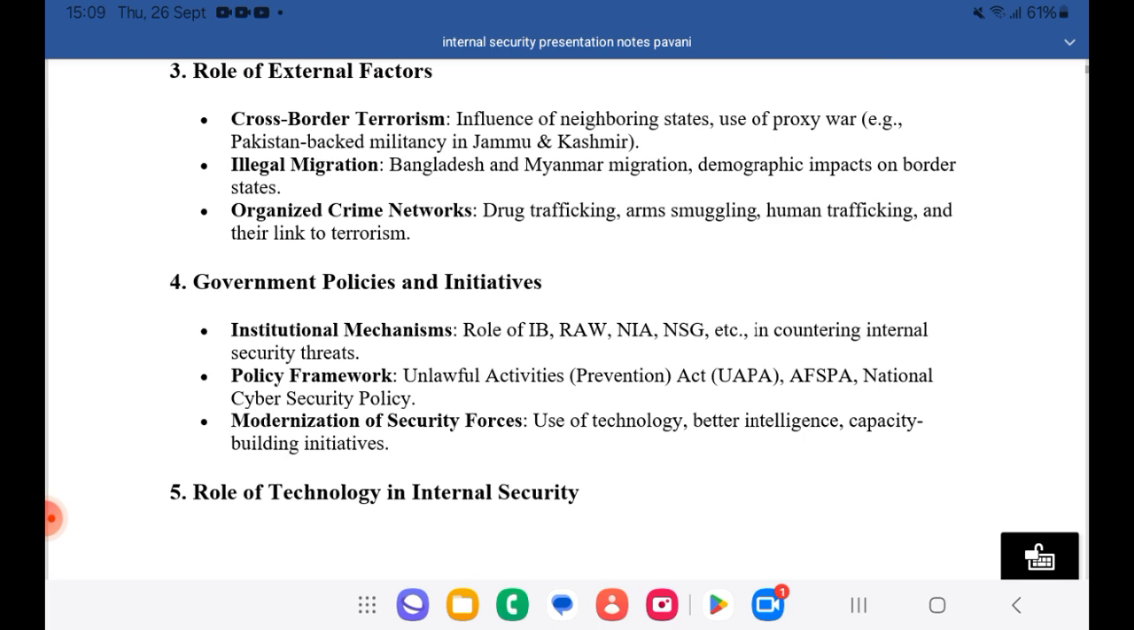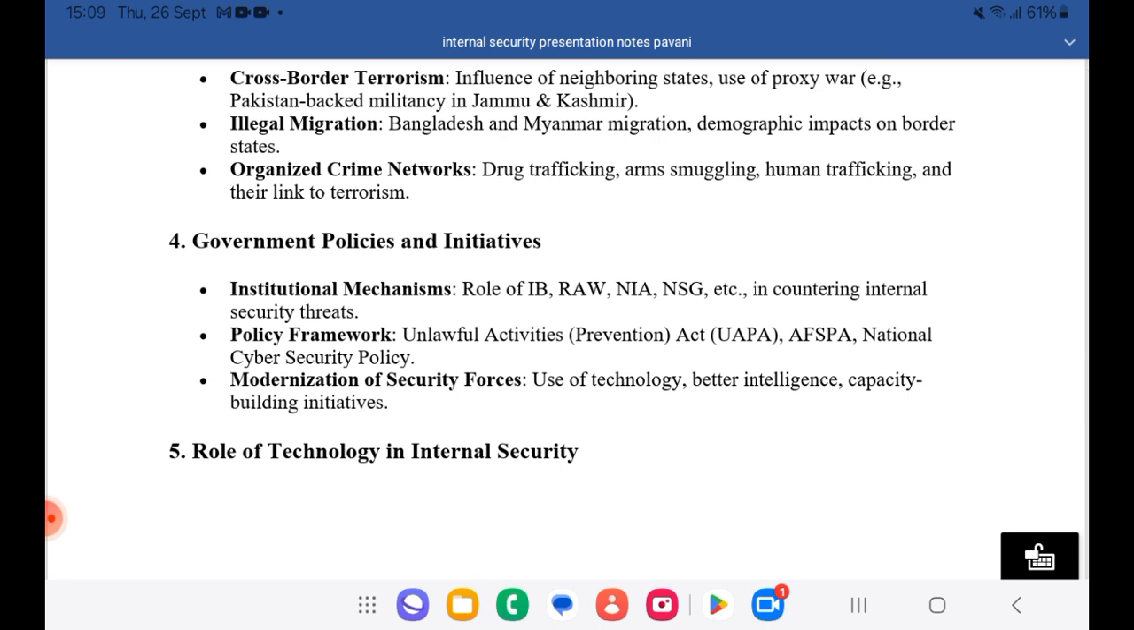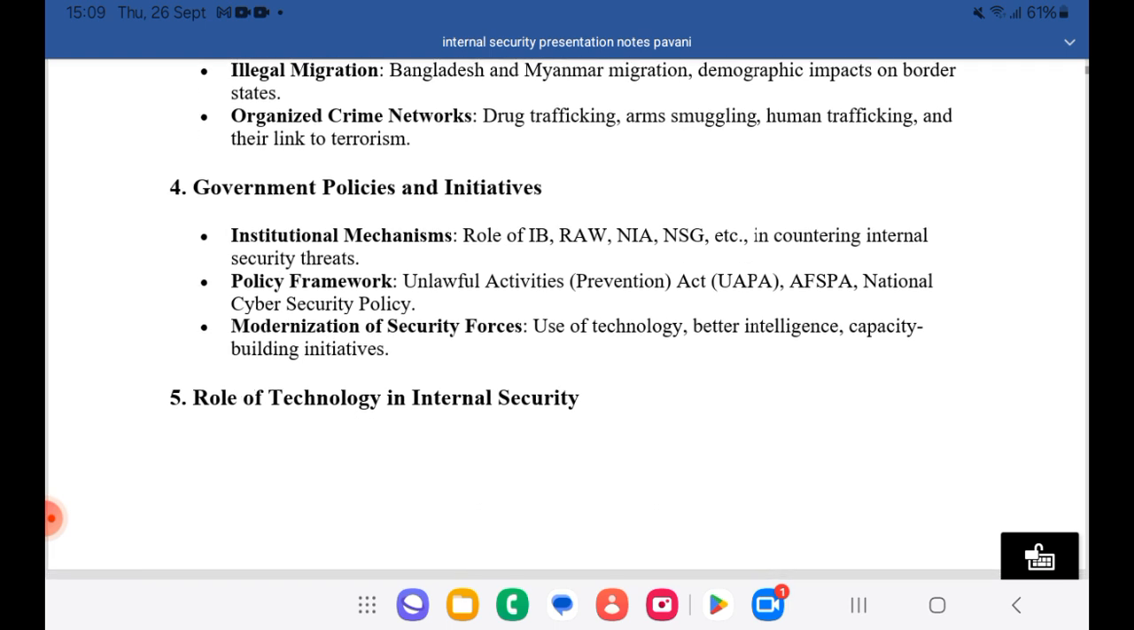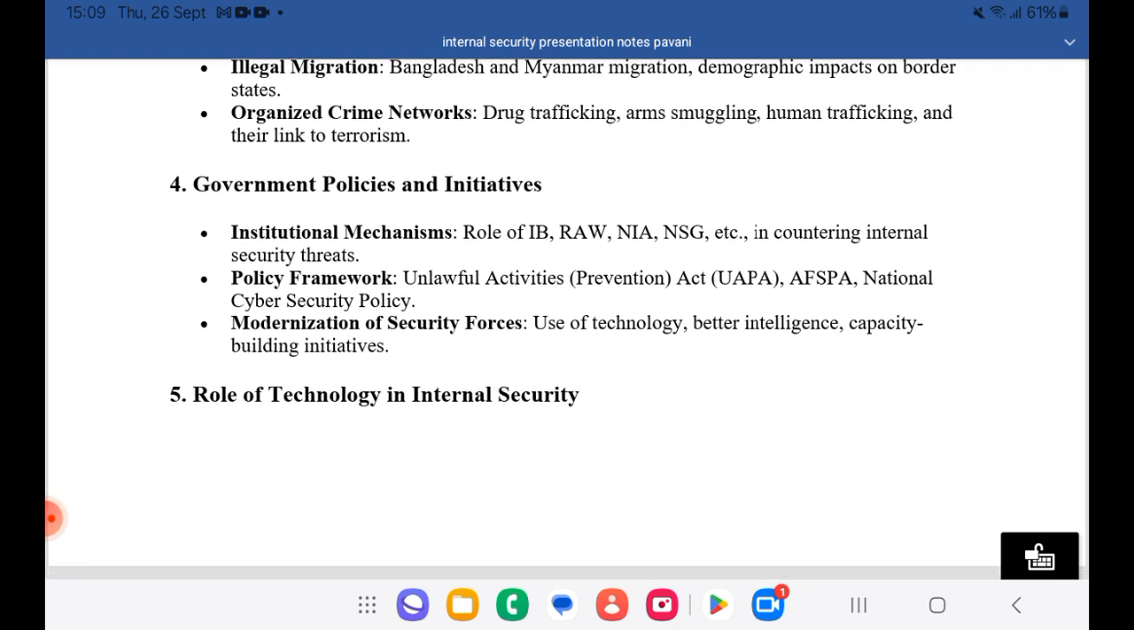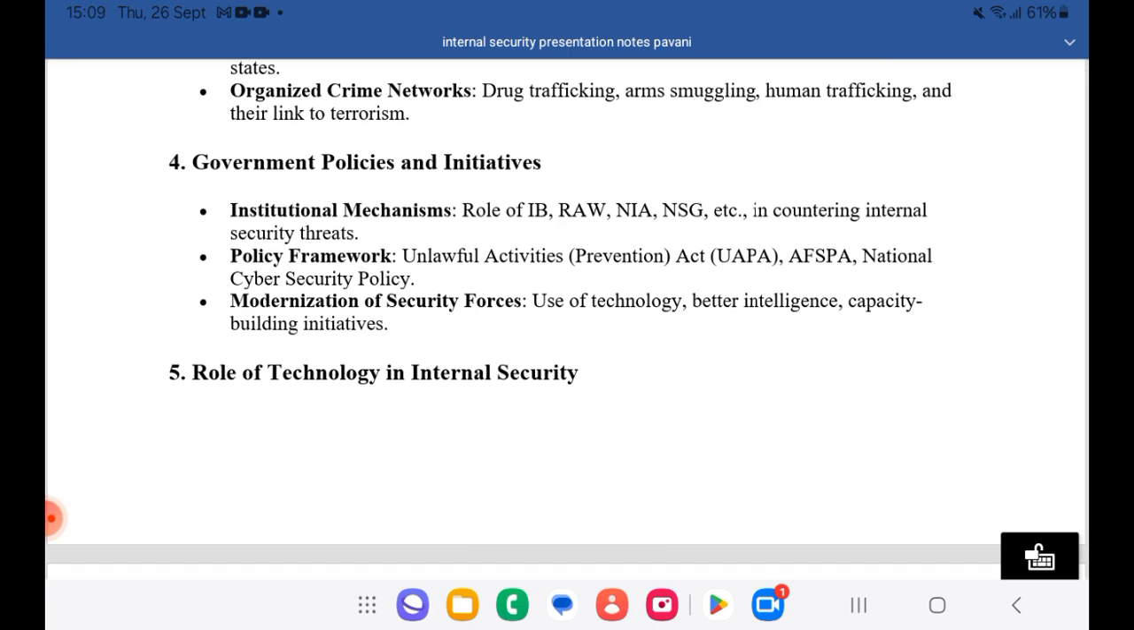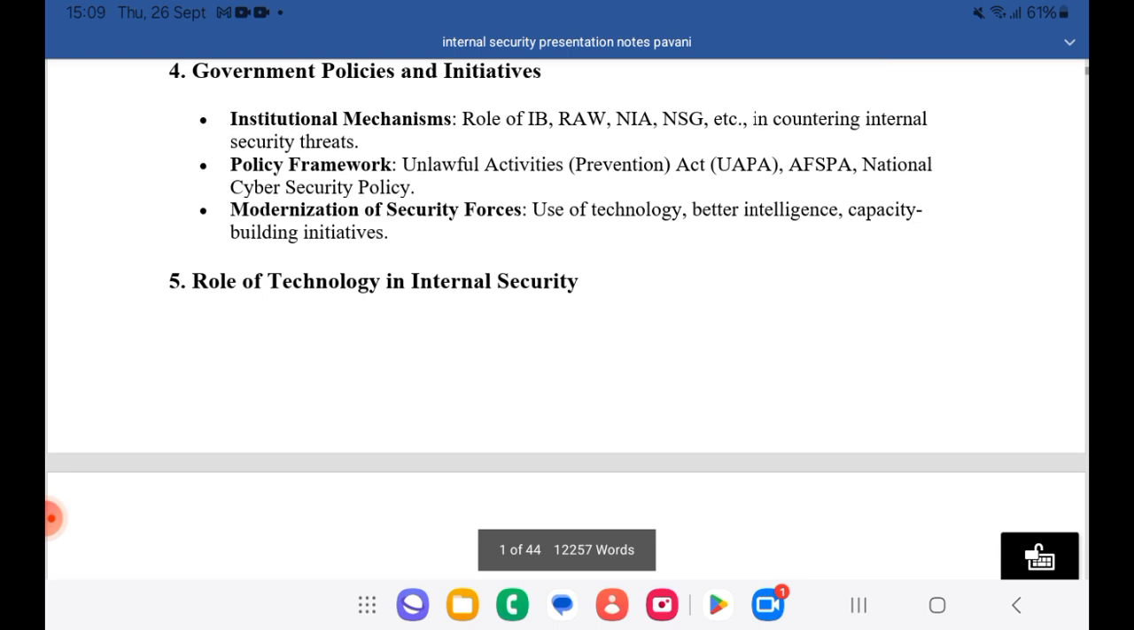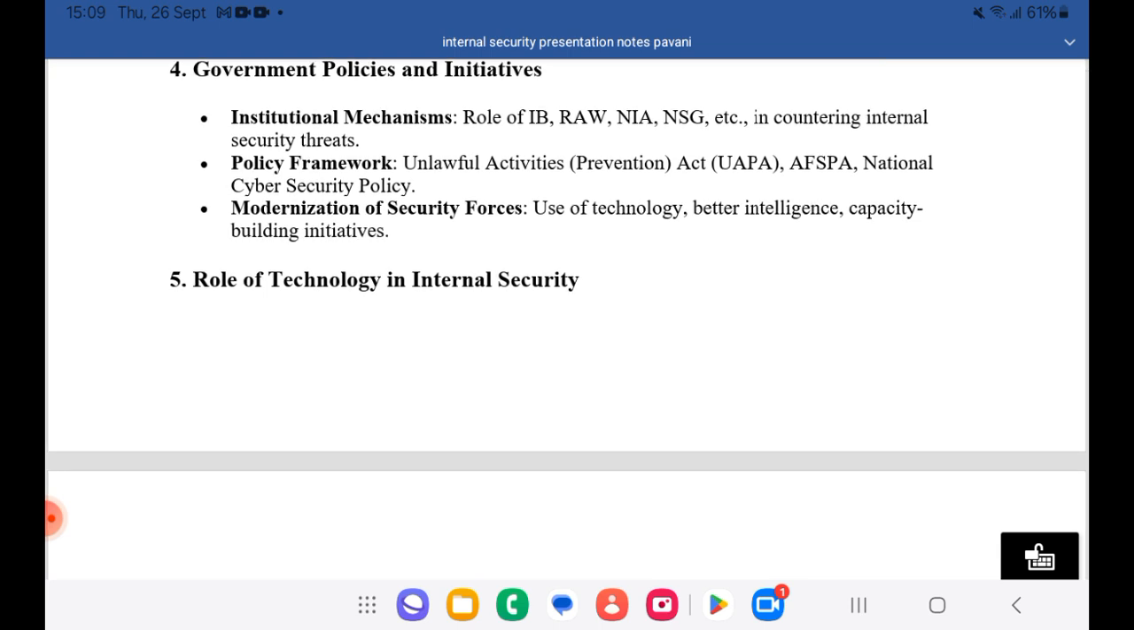To talk about government policies, first we should understand institutional mechanisms such as the National Investigation Agency, National Security Guard, and Intelligence Bureau, etc. Then policy frameworks such as the Unlawful Activities Prevention Act, and the National Cyber Security Policy, etc. Then definitely we'll talk about the modernization of security forces. So security forces plus modernization is what we talk about under government policies and initiatives.